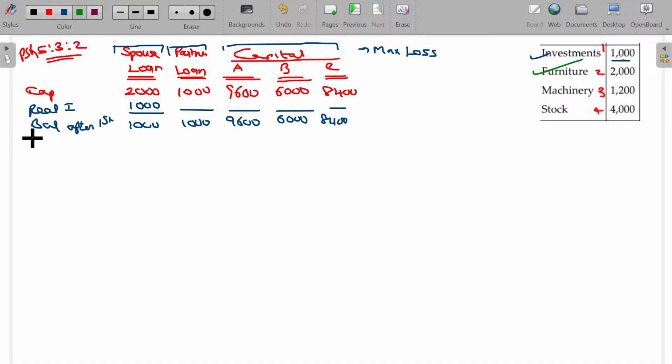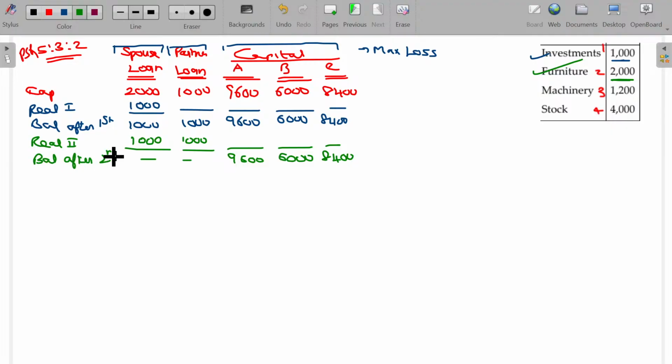In second realization, we get 2,000 rupees. As you realize 2,000 rupees, first you have to pay to whom? Come on. Spouse loan. We paid it completely. Still we have a surplus of another 1,000. Can be used for whom? To pay the partners' loan of 1,000. So this is also closed. Then 9,600, 6,000, 8,400. Balance after second realization.